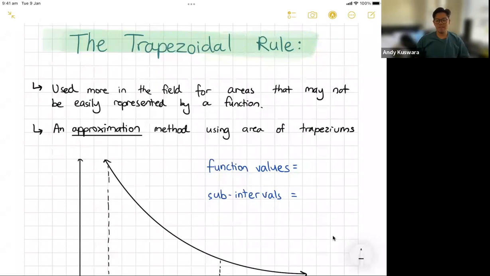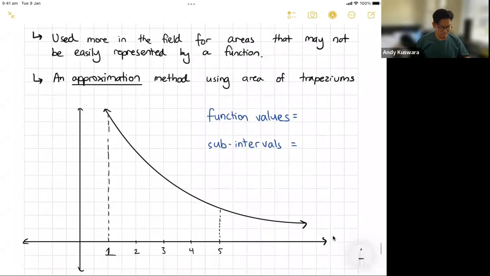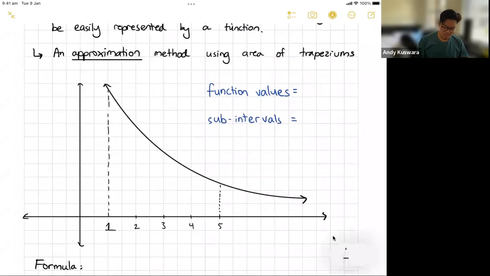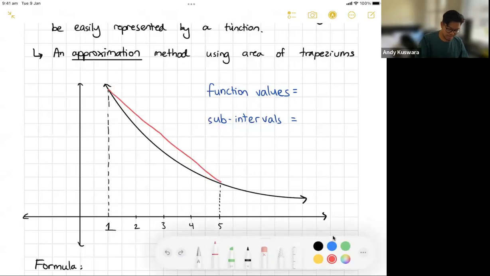Now, this is what it would look like to use the trapezoidal rule and why it's an approximation. If we have this kind of graph here, and we want to evaluate it between 1 and 5, currently what we would do is integrate it, right? But if we were to make this into the area of a trapezium, we could get pretty close.